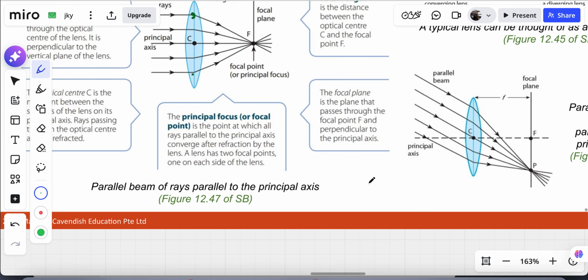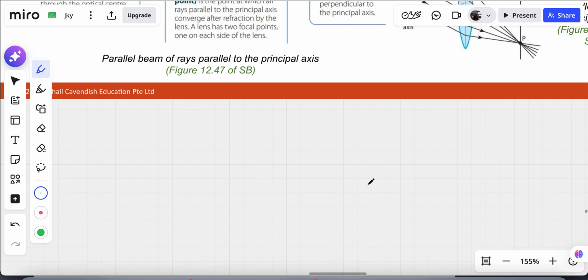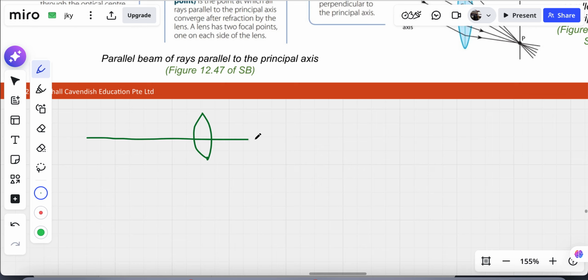Okay, before we do that, let's take a look at the image that is formed. If I have a lens, quickly, time is getting longer. Let's quickly draw an image in a lens. First of all, sorry, this is the principal axis. Okay, this is the center of the lens.